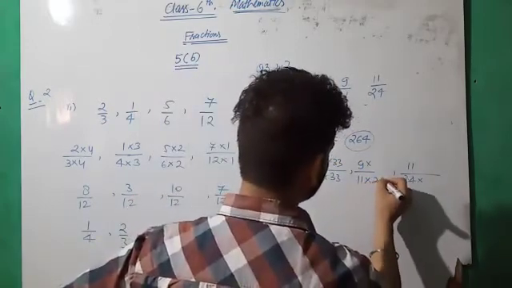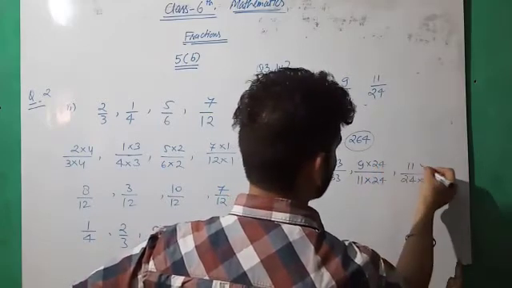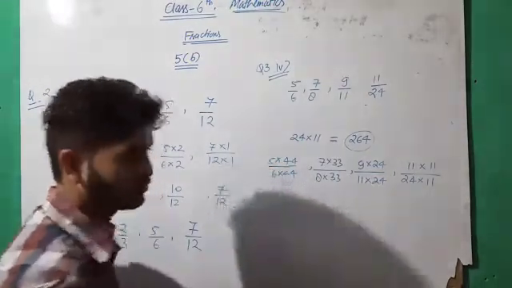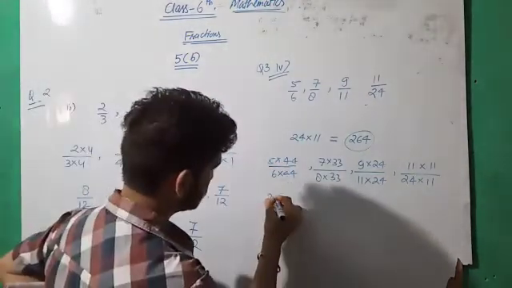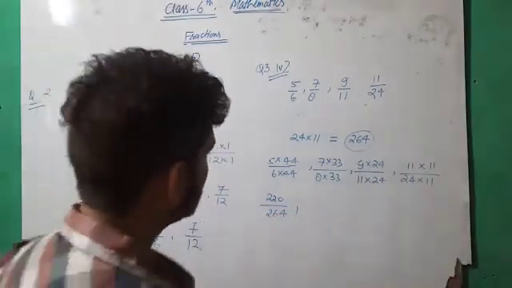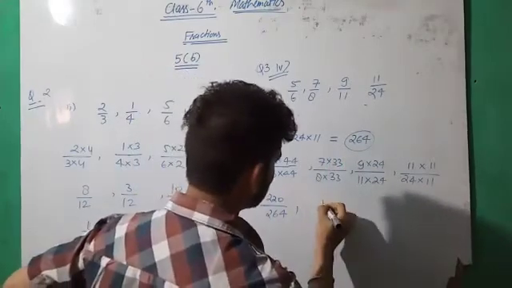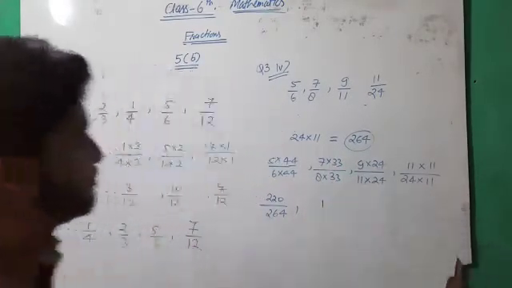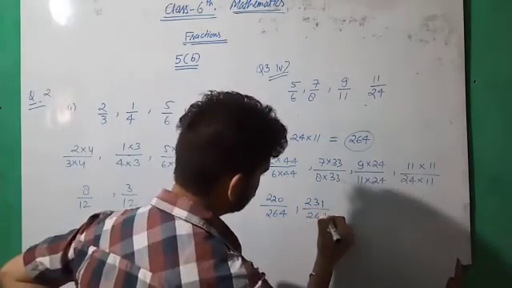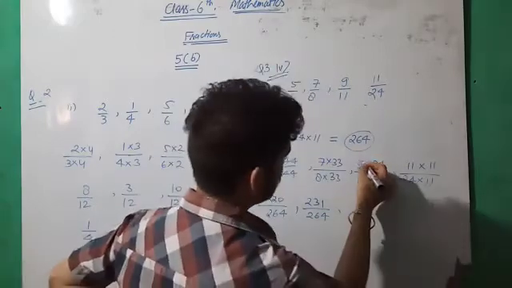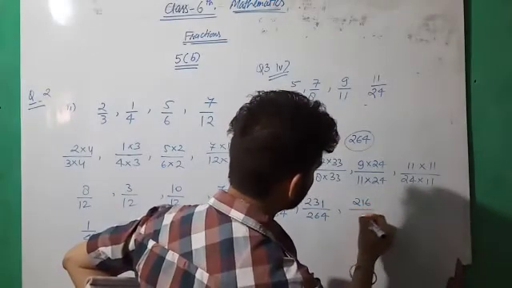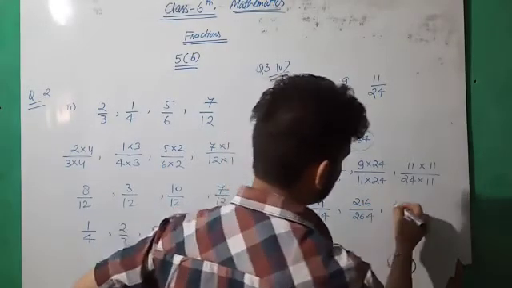Now here 24 and here 11. Now 44 into 5, 44 into 5 is 220. So 220 upon 264. Now 33 into 7 is 231 upon 264. Next we have 24 into 9, which is 216 upon 264. Then we have 11 into 11, 121 upon 264.